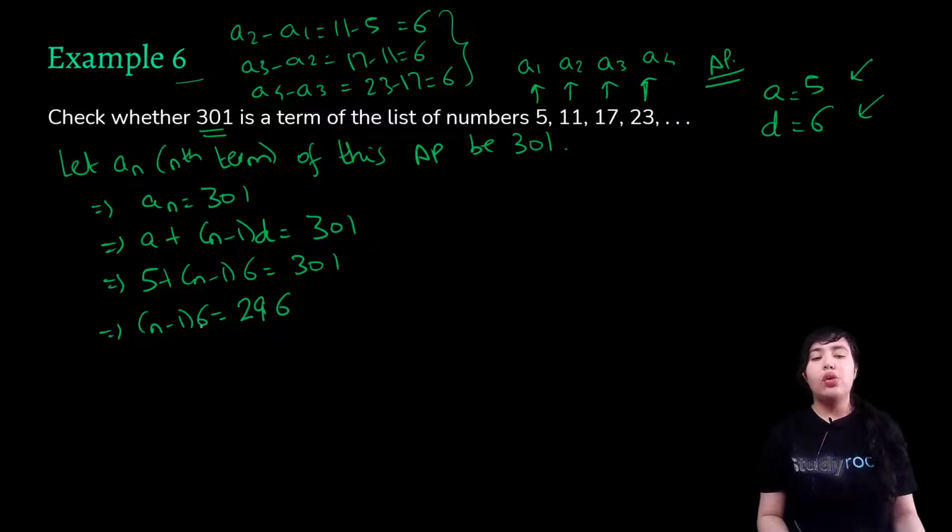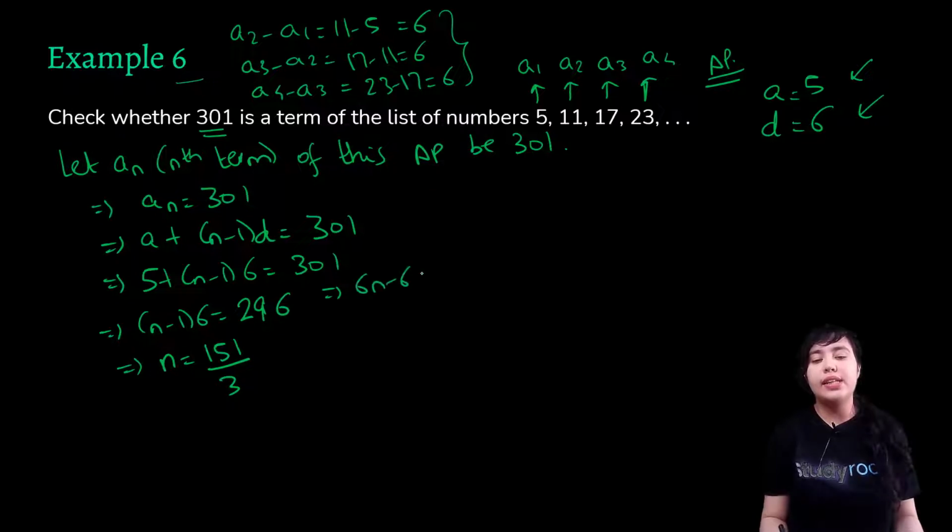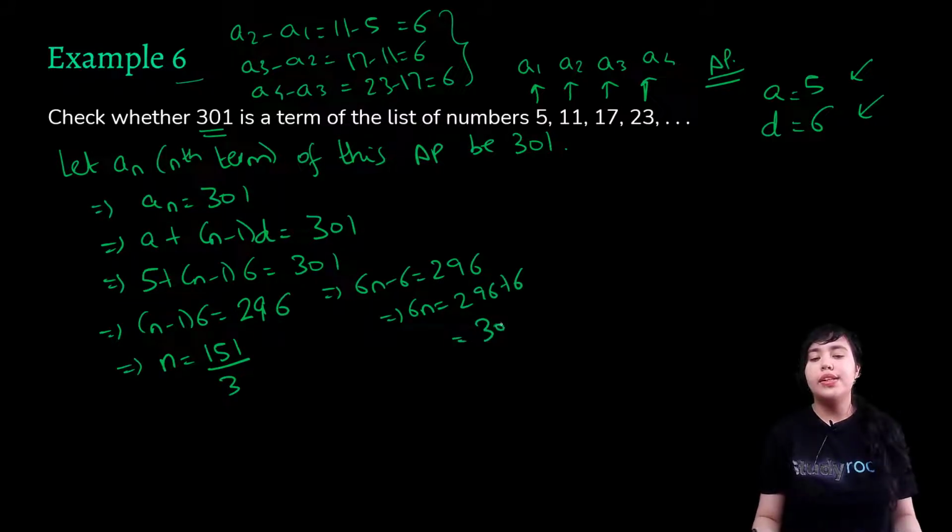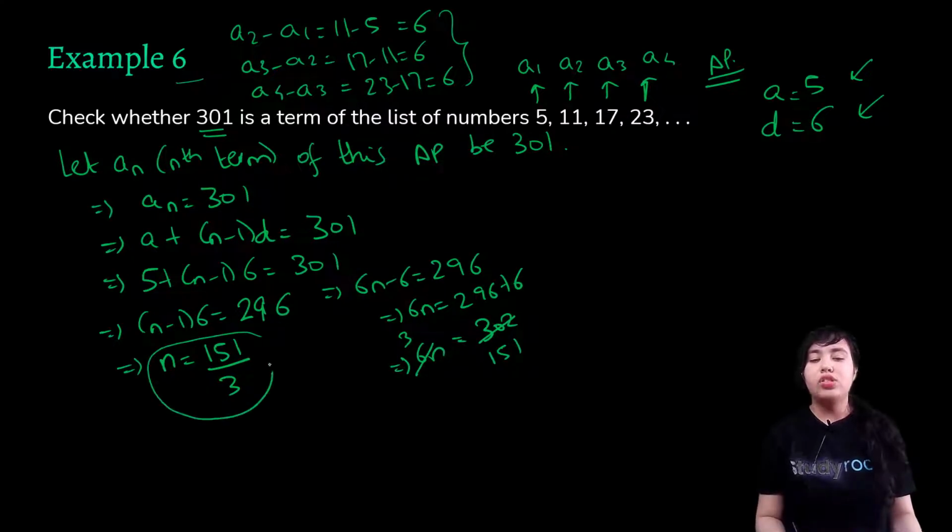Okay, so now you will ultimately get n as 151 by 3. So basically you need to open the bracket. 6n minus 6 is equal to 296. And you will get 6n as 296 plus 6, which is nothing but 302, and then you get 2 3s are 2, 151. So you get 151 by 3. Now this is the value of n, but is it possible? No, it is not possible.